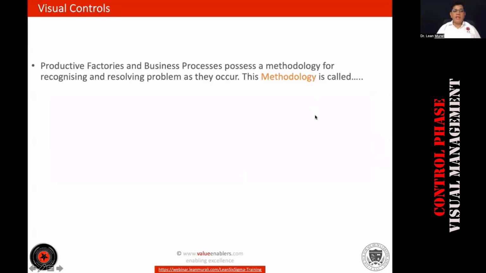So, productive factories and business processes possess a methodology for recognizing and resolving problems. All of you type R and R in the chat box. R and R. Recognize and resolve the problems. And that methodology is called visual controls.